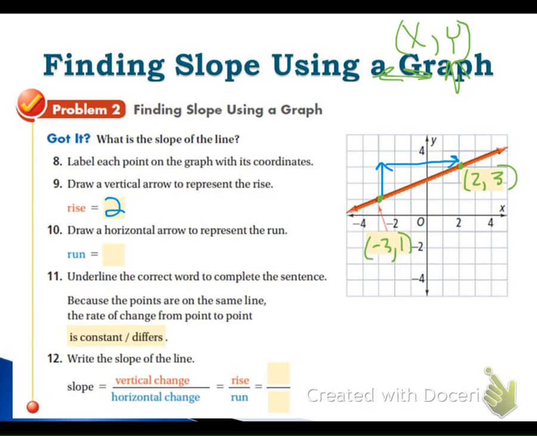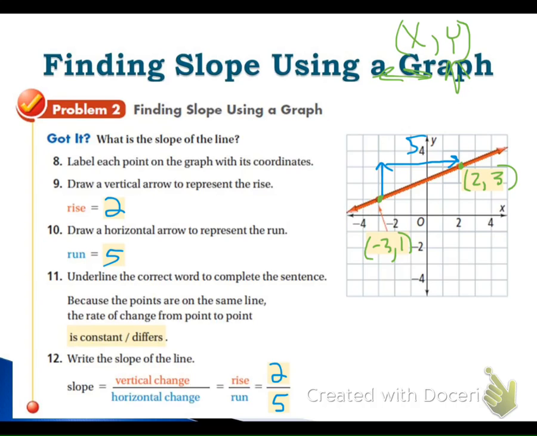Then our run, we should always run to the right. If you started with your left-hand point, you should always be running right. To get to my right-hand point, how far did you have to run? Looks like 1, 2, 3, 4, 5 units. So we had to run to the right 5. Slope is your vertical change or rise of, in this case 2, over your horizontal change or run, which is 5.